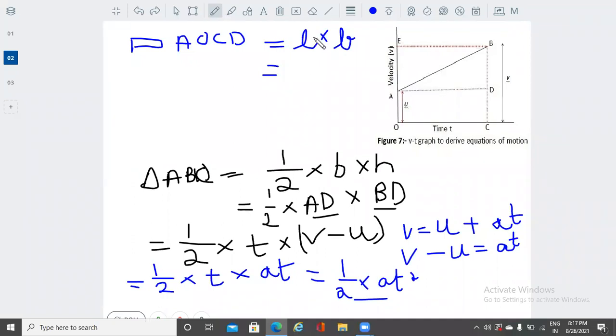So AOCD is equal to length into breadth. So what is the length? OA, and I have taken OC. If you want, you can also take DC into DA, AD into DC also you can take. But at present, I'm taking OA into OC.